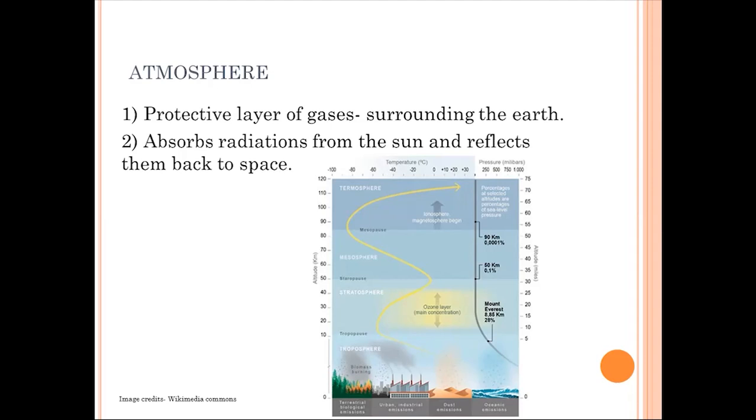Stratosphere consists of the ozone layer, which is important to absorb the harmful ultraviolet radiations that come from the sun. So we can define atmosphere as a protective layer or envelope of gases surrounding the earth.